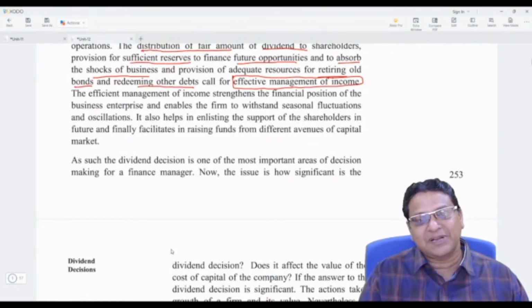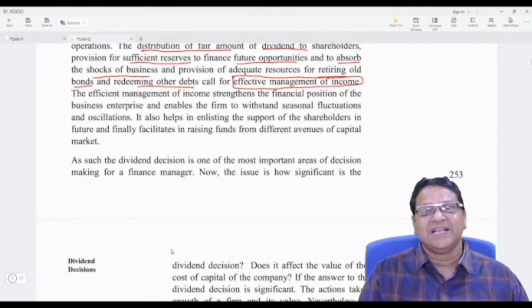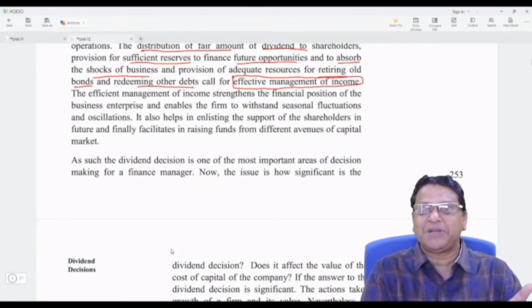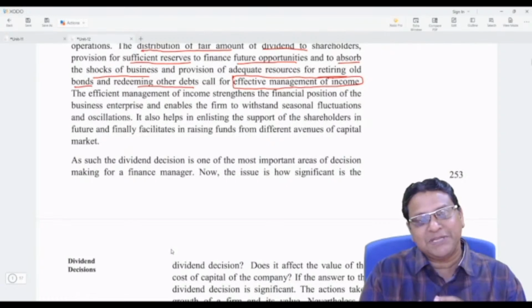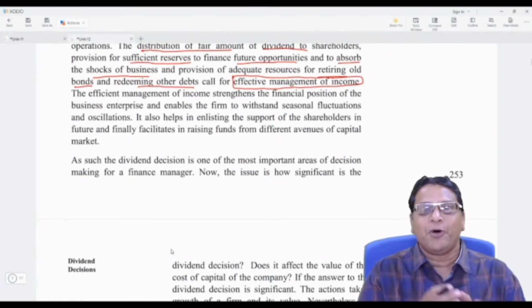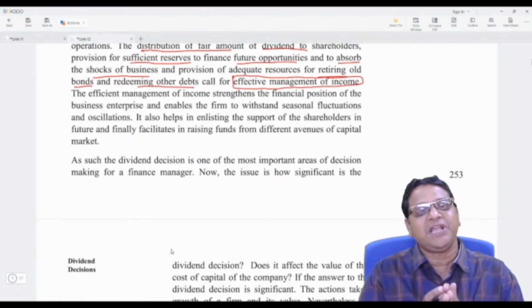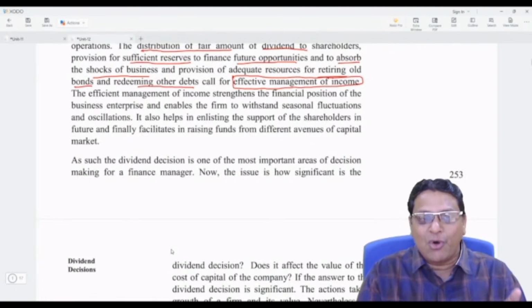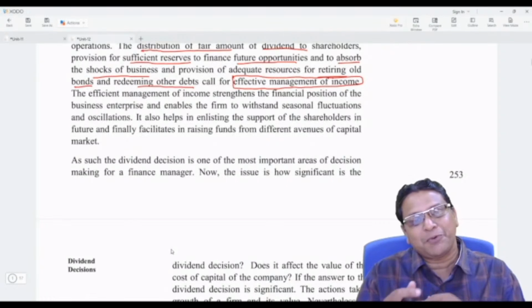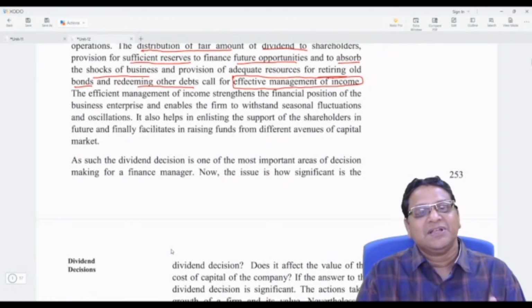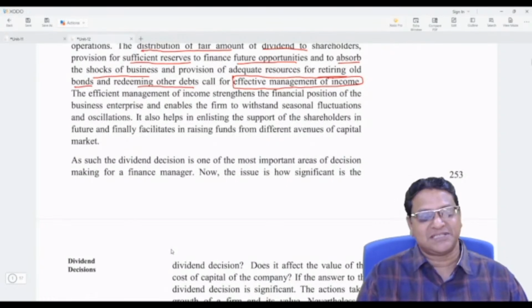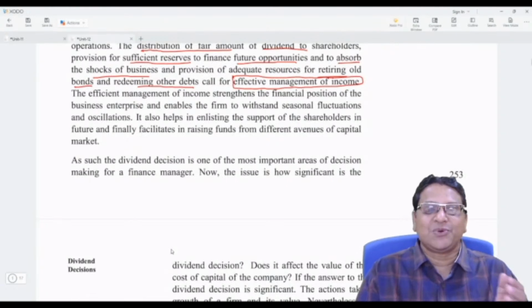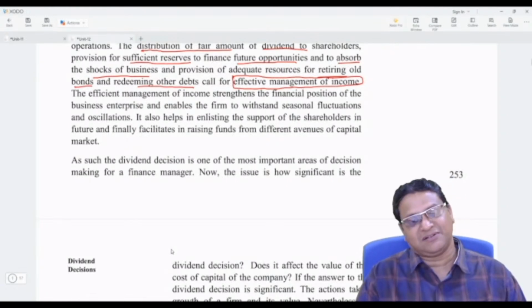The income of an organization should be managed in such a way that a fair amount of dividend is paid to the shareholders, sufficient provision is made for future investment opportunity, sufficient provision is made to absorb the shock of the business, and sufficient provision is made to redeem the existing debt of the business. So this is known as dividend decision.